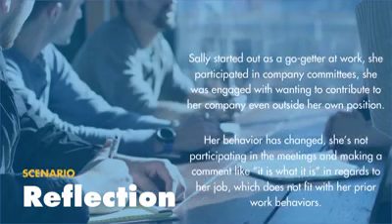Now that you had an opportunity to reflect and write down your responses on the previous slide, let's take another look at the scenario. Again, Sally started out as a go-getter at work, participated in company committees, was engaged in wanting to contribute to her company and outside of the company.